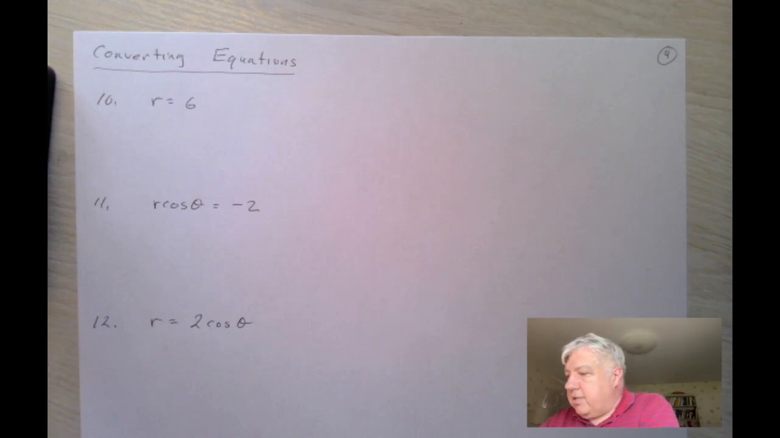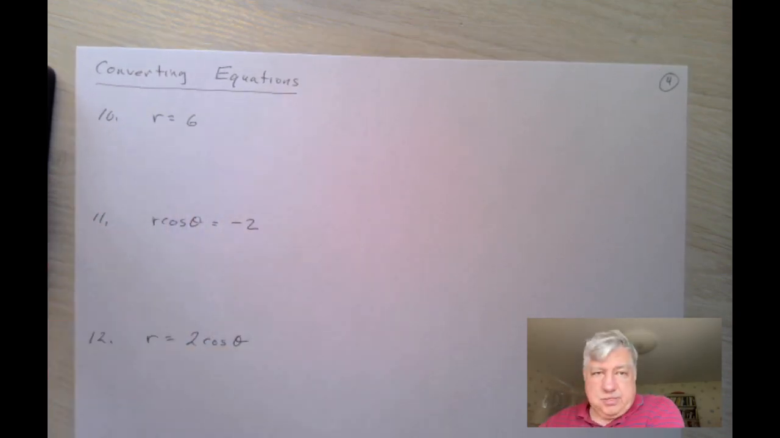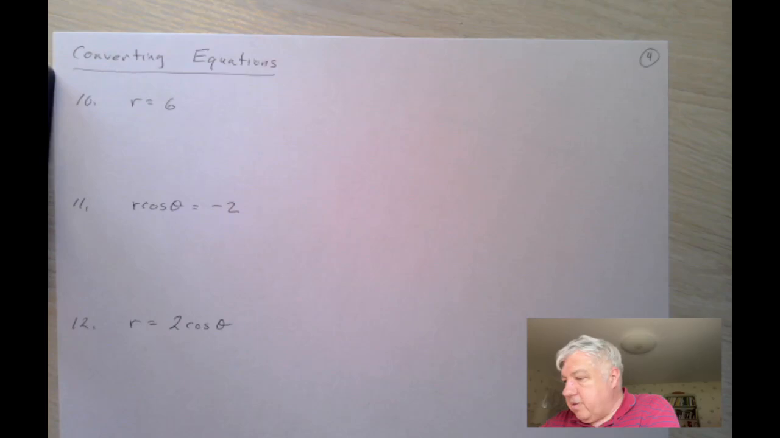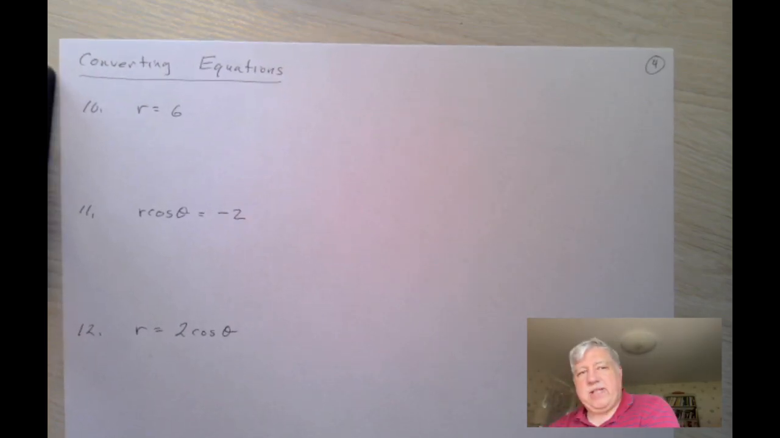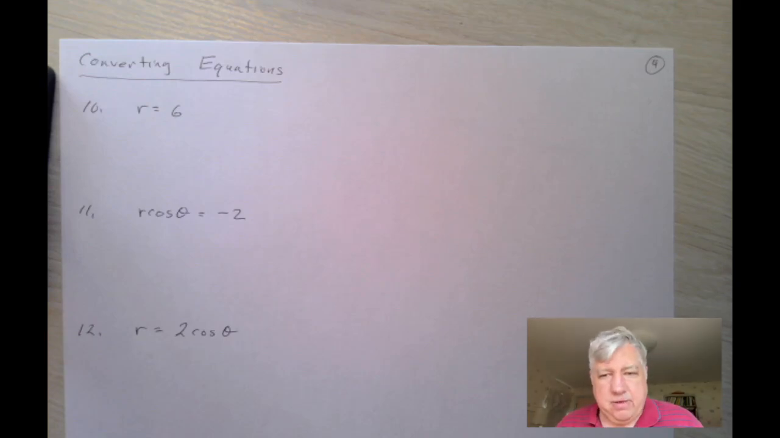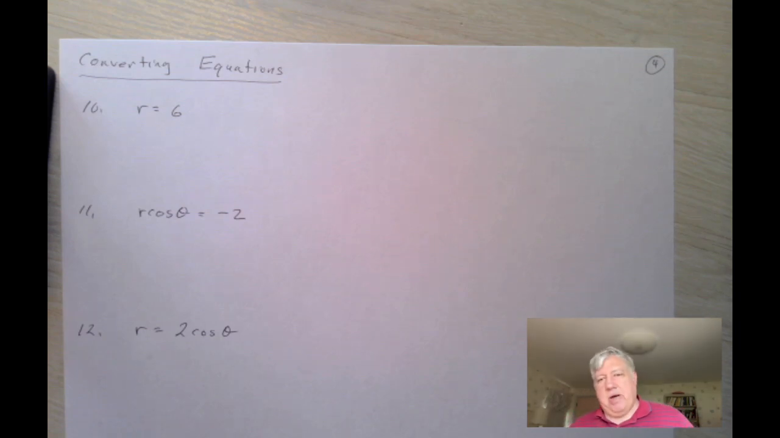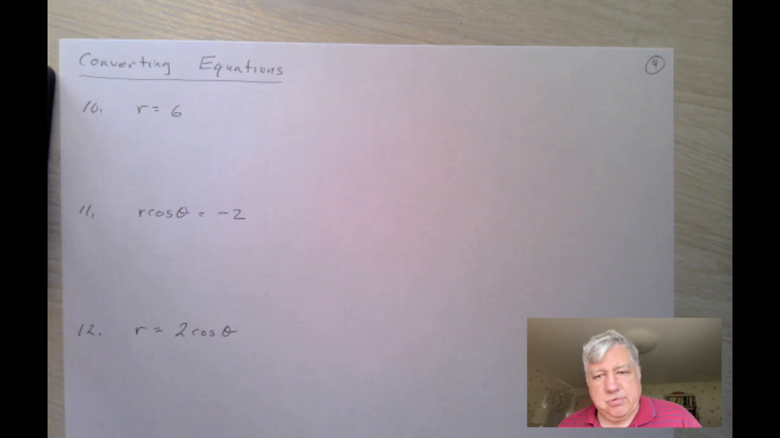But let's suppose you have the equation r equals 6. If you think about this, there's no theta here. If you don't see theta, you assume theta can be anything. So this is meant to describe all points where r is 6. Since r is the distance from the origin, we're thinking of all points exactly 6 units from the origin, so it's a circle of radius 6.